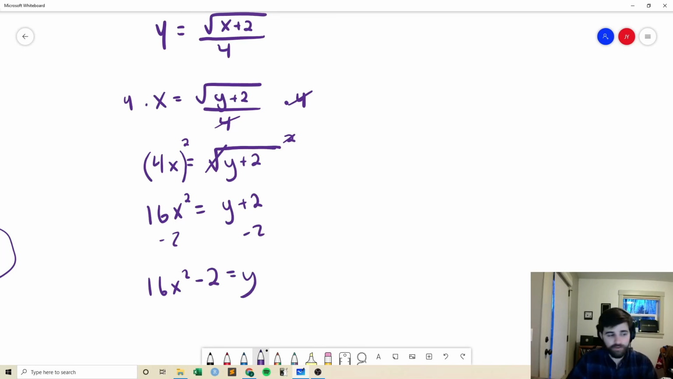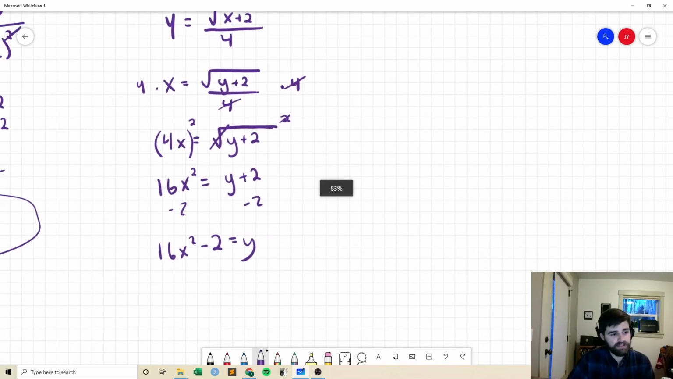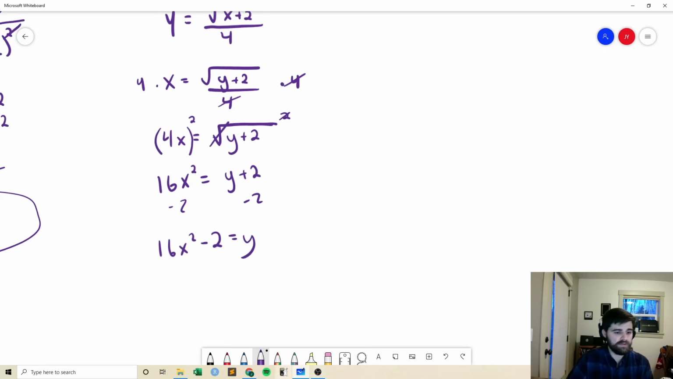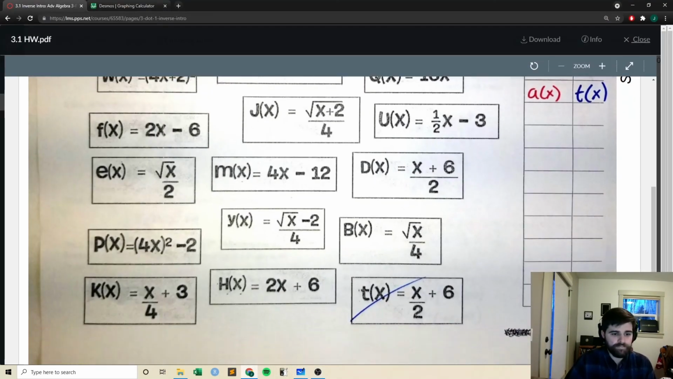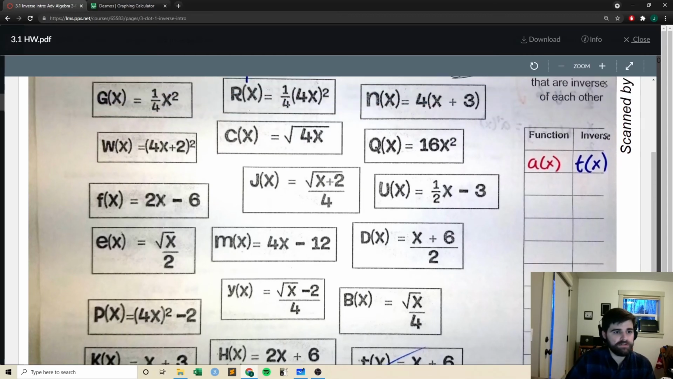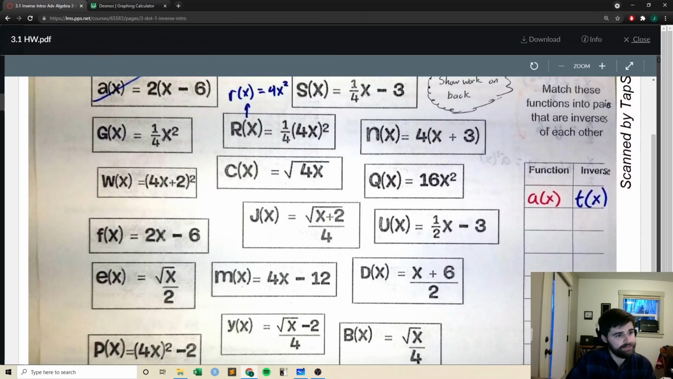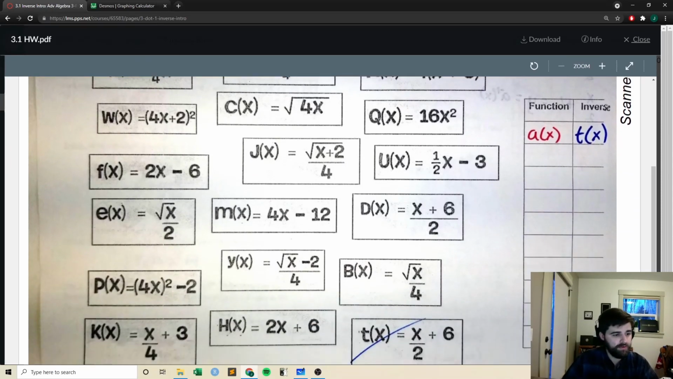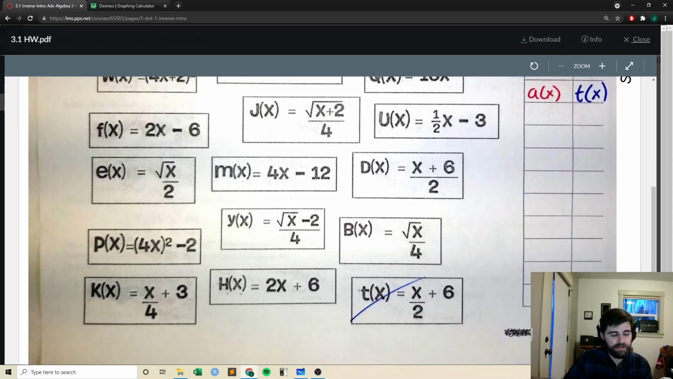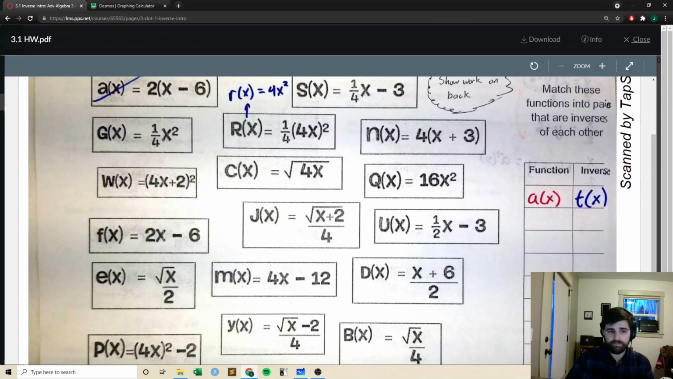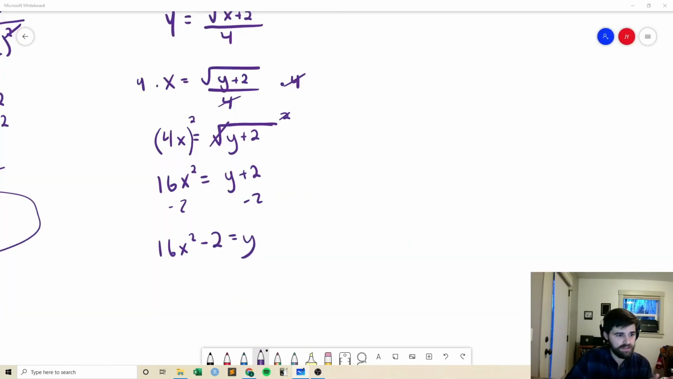So that's what I'm looking for. My inverse should look something like this. 16x squared minus 2. So 16x squared, there's a 16x squared, but there's a minus 2 on it. So I'm not seeing my answer exactly. All right, there's a 16x squared, but there's no minus 2. I know I have a minus 2 here.